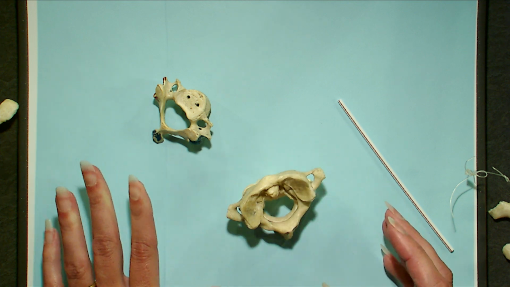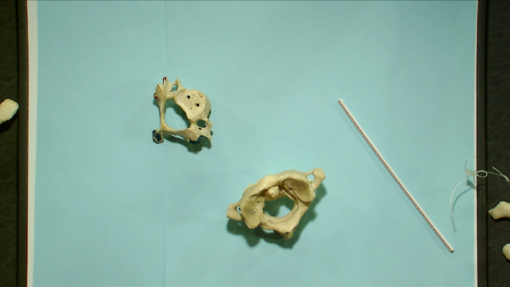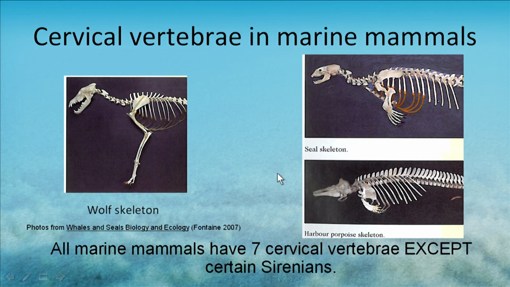I'm going to put these down and I'm going to come back and actually demonstrate that for you. So if you take a look at my head, you can actually see this motion. The C1 and C2 allow you to shake your head or say no. So that's a unique feature of those vertebrae. Okay, now that we've learned about vertebrae in humans, let's turn to cervical vertebrae in marine mammals.